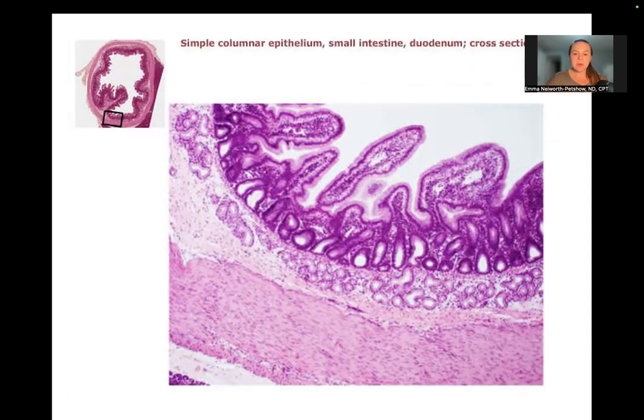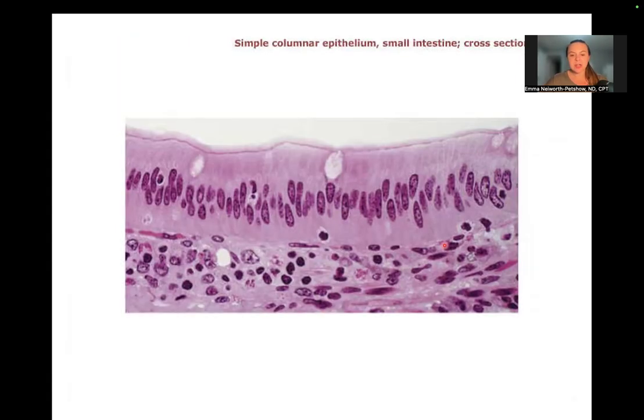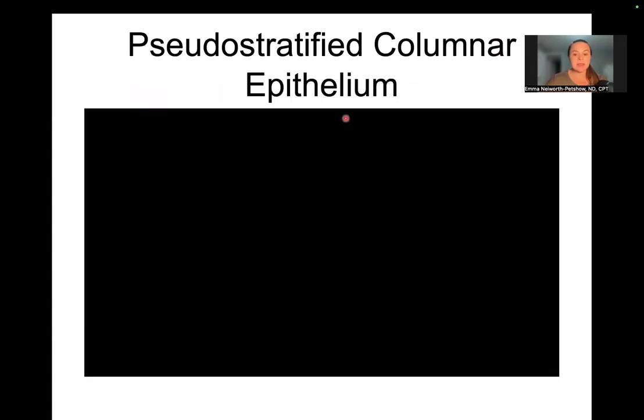Now that we've seen simple columnar epithelial tissue, we can view it here on this slide. We can also zoom in and really get an appreciation for the tallness of these cells with their nuclei in the center. When we zoom in further, we can see their microvilli on top, because this is small intestine. Then we have a goblet cell placed in between. Again, our simple columnar epithelium with goblet cells secreting mucus.